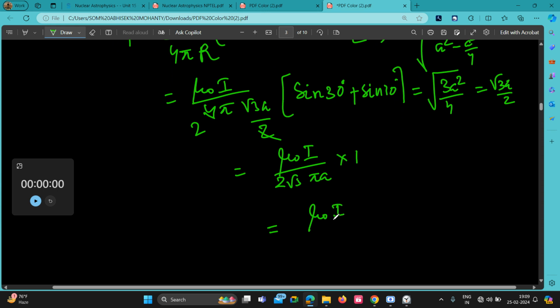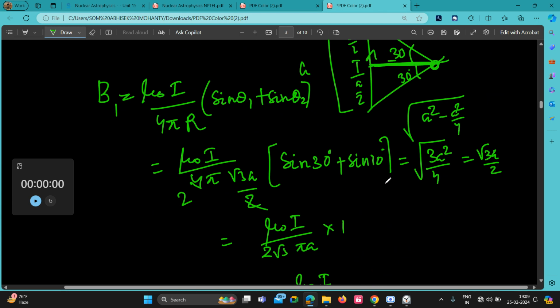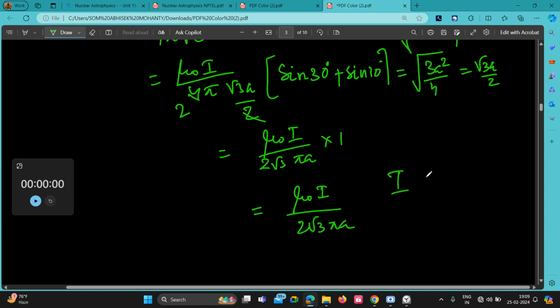Mu naught I by, no, this is not the answer. Sorry, this is for only one triangle. There are how many triangles? One, two, three, four, five, six. Six triangles. So for six triangles, the whole thing will be just multiplied by six.